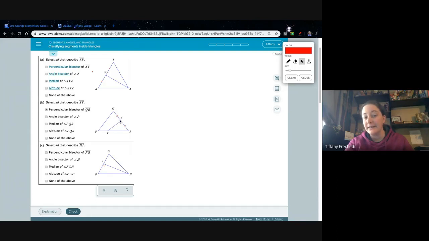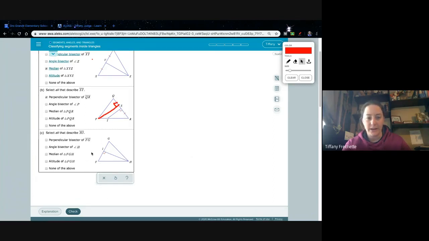So it wouldn't actually land in that same spot because we don't need it to be at the median. We just need it to be at a 90-degree angle. So if I tried it, let's see, it would go straight down, something along those lines. That would be an altitude. Okay. All right. Last one here.